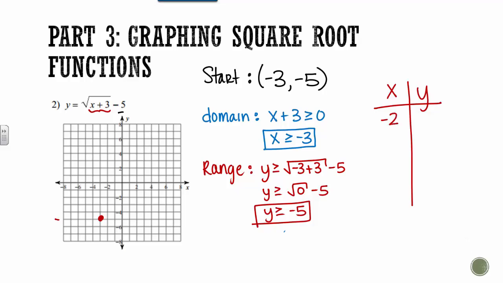Hopefully you said negative 2, because if I plug that in, I get negative 2 plus 3, which is square root of 1. And then the square root of 1 is 1, and I got to take away 5. So negative 2, negative 4 is another point. You can plug in as many of these as you want. 4 is another number that's awesome to take the square root of. So if I plug in 1 here, you end up with the square root of 4 minus 5, which is 2 minus 5, or negative 3. So over 1, down 1, 2, 3, and there is our curve.